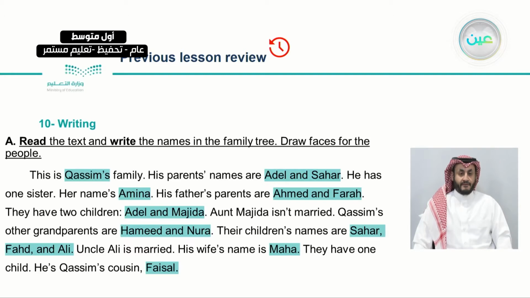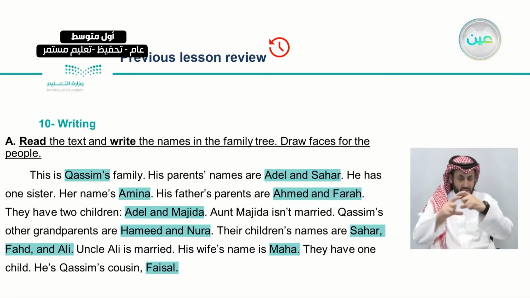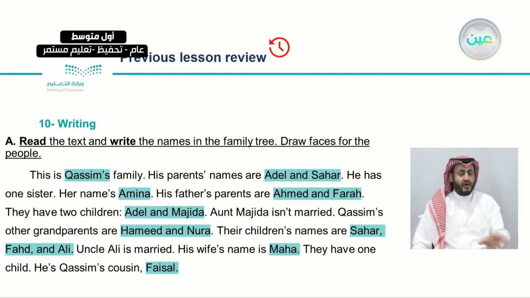So in our previous lesson, we read the text and wrote the names in the family tree. We drew faces for the people. Remember, we were introduced to Qasim's family tree. And we talked about his family members, his parents, Adil and Sahar. And we said he has one sister. Her name is Amina. His father's parents are Ahmed and Farah.